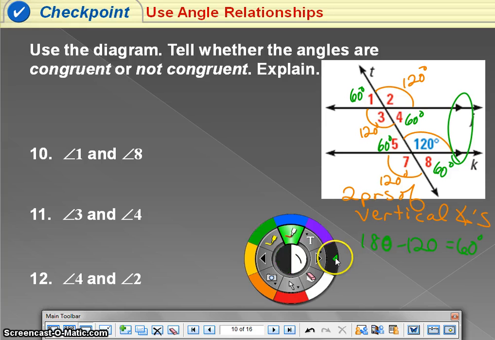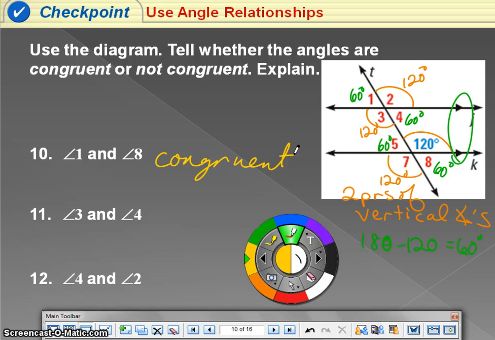So let's see what we got for answers here. I guess I'll use yellow. Angle 1 and angle 8, well, what do we see? Angle 1 is 60 and angle 8 is 60. So we're going to say congruent. It didn't ask for the measure, it says are they congruent? But sometimes you have to figure out the measure to answer the question.